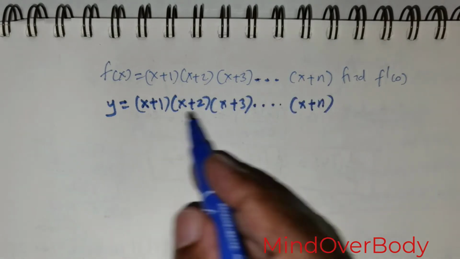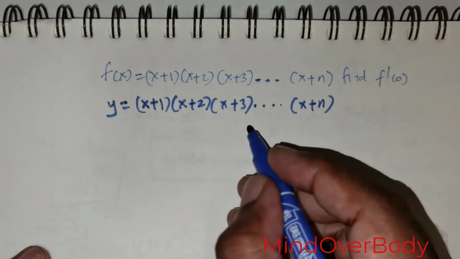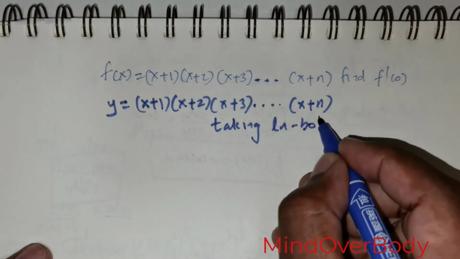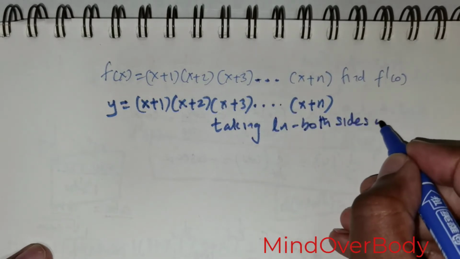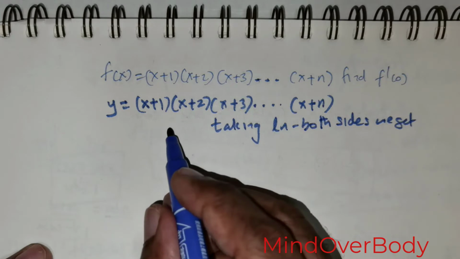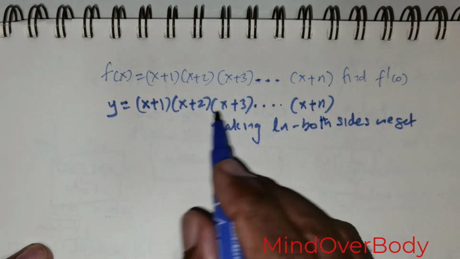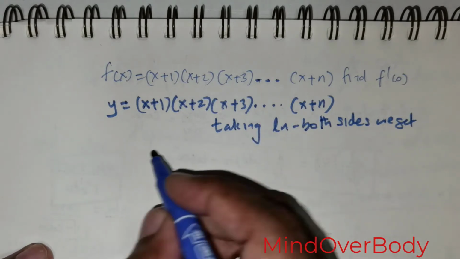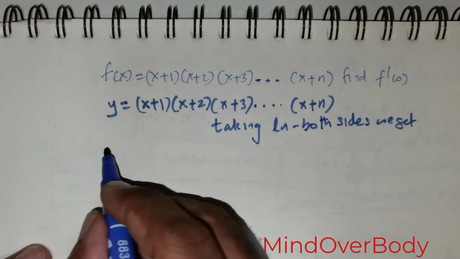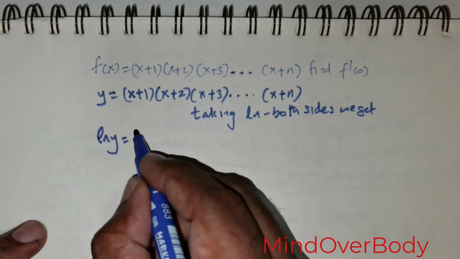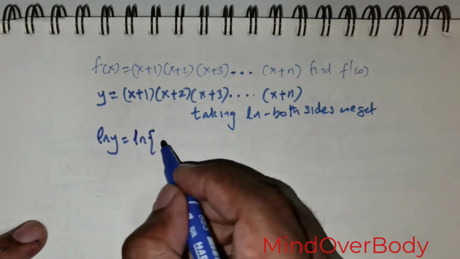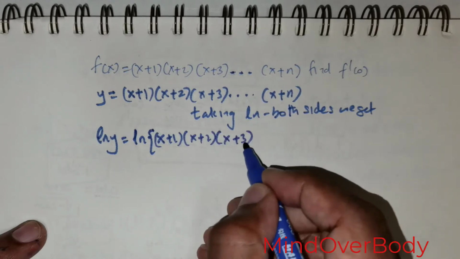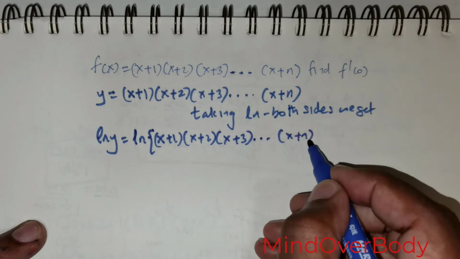Now whenever you are given quantities in product form, you will have to use log. So taking ln on both sides, because ln converts anything in product form into sum form, and anything in sum form is easy to differentiate and to solve. So ln y equals ln of the entire quantity (x+1)(x+2)(x+3) up to (x+n).